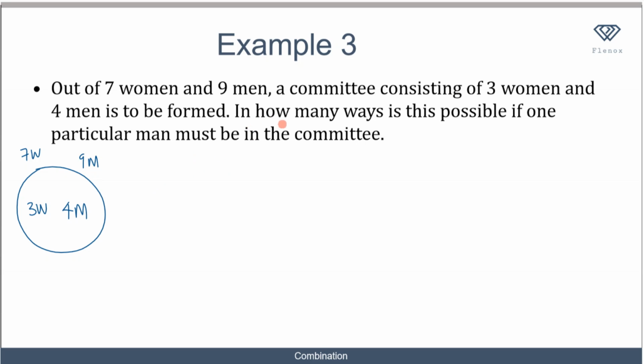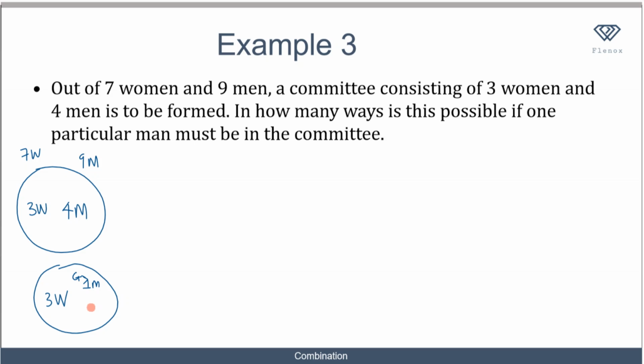So now we are asked in how many ways is this possible if one particular man must be in the committee. So let's imagine there's a particular person that we want to be in the committee, maybe because he's more diplomatic or because he has leadership skill and is going to be the head of the committee, but there's a man that we've reserved a spot for. So now we know that we can simplify that committee. We have 3 women, but now there is already 1 man whose position is already guaranteed. So I'm going to note it as well, G, meaning guaranteed.